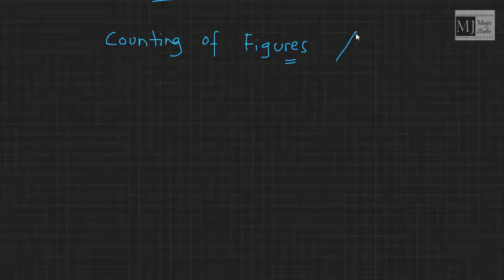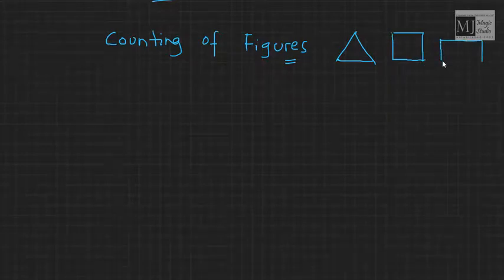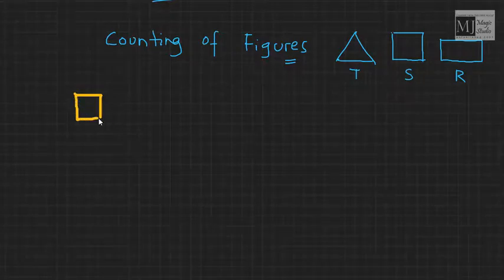We will see how we can count the number of triangles in triangles, how we can count squares, and how we can count rectangles. So, how many squares can you see? Very good. 1.